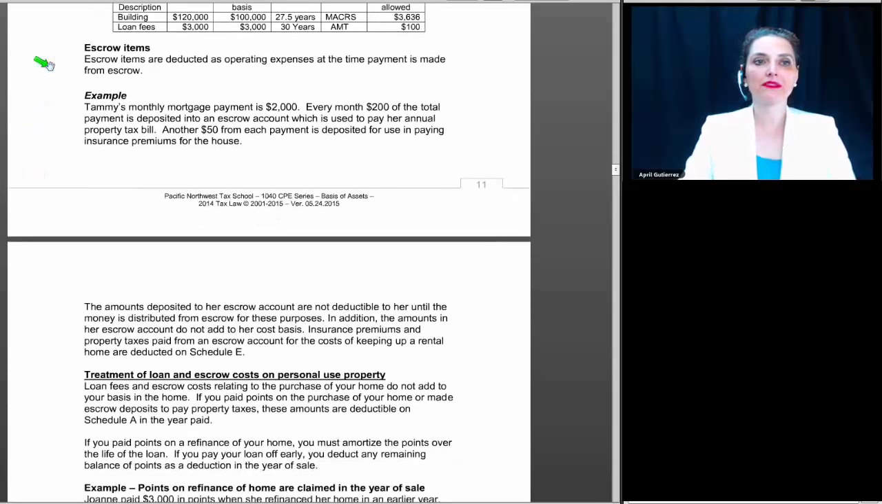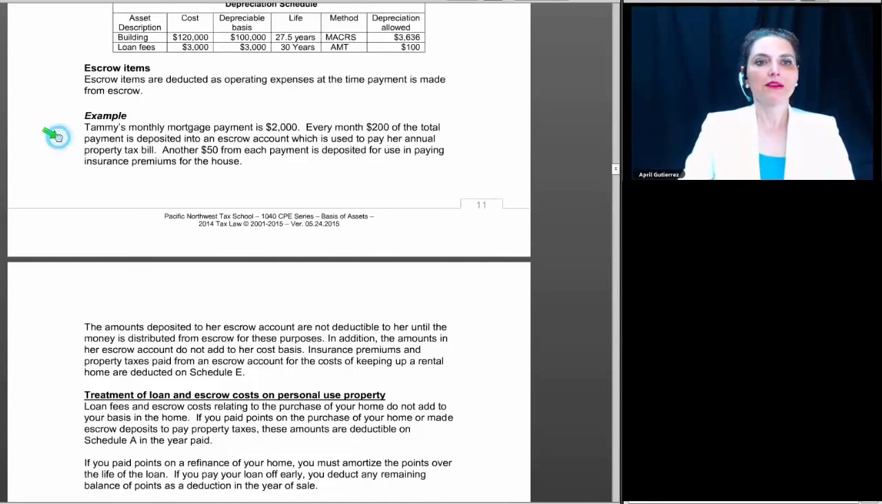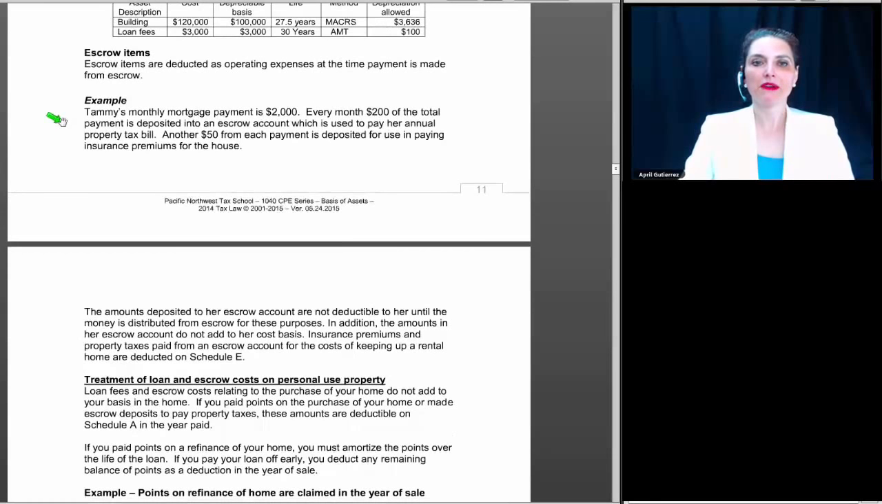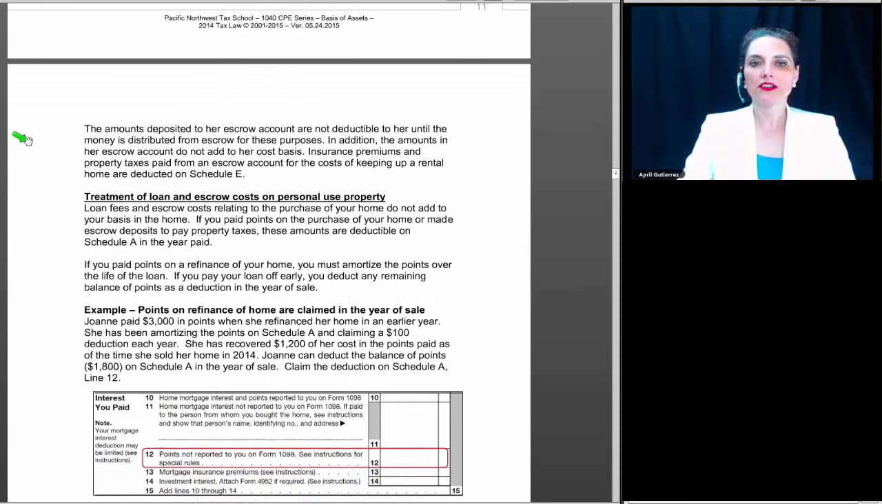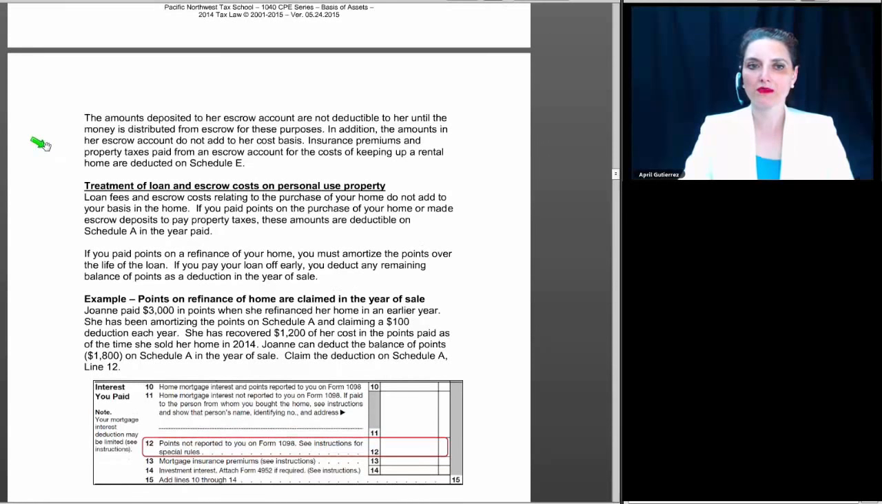So escrow items, these are items that are deducted as operating expenses at the time payment is made from escrow. For example, Tammy's monthly mortgage payment is $2,000, and every month $200 of the total payment is deposited into an escrow account, which is used to pay her annual property tax bill. And then another $50 from each payment is deposited for use in paying insurance premiums for the house. The amounts deposited into her escrow account are not deductible to her until the money is distributed from escrow and used for these purposes. In addition, the amounts in her escrow account do not add to her cost basis.